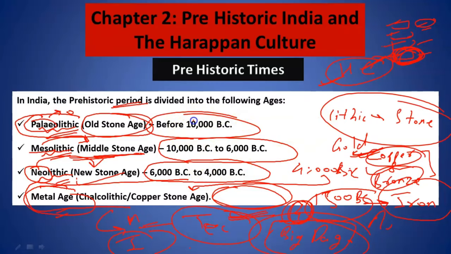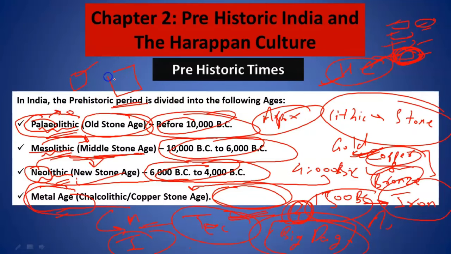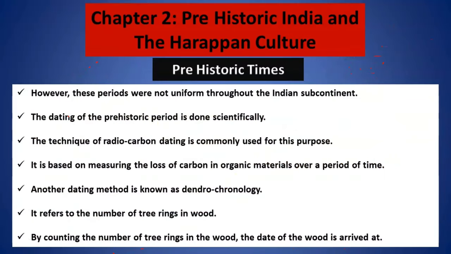One more thing is, these date ranges that I am telling you are also not uniform. Okay, these are just approximations. So don't come back to me saying that in so and so book some other date is mentioned, and in this book you are telling that this is the right date. Alright. I have already told you these periods are not uniform. Okay. And the dating of this is done scientifically.